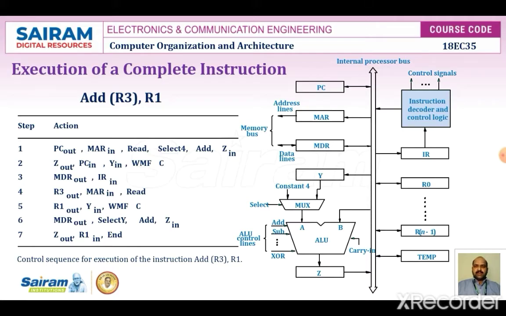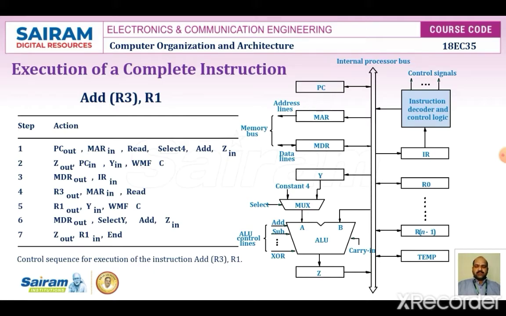As we discussed in the previous video, the execution of a complete instruction has two phases: one is a fetch phase and the second is an execution phase. The first three steps come under the fetch phase, and the remaining four steps, from step 4 to step 7, come under the execution phase. Let us see in this video how the data is fetched and how it is executed with the complete instructions.